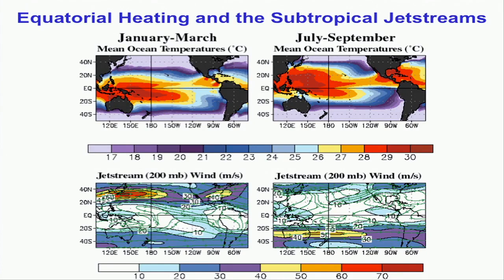So what we have here is the January-March mean ocean temperature, similar to what we saw before, compared to the mean ocean temperatures in July-September. In other words, the one on the left is the northern hemisphere winter, the one on the right is the southern hemisphere winter period. And let's look at what happens to those high-level winds, or jet streams, and this shows the contours of wind speed in meters per second measured at a pressure level of 200 millibars, those high-level winds.